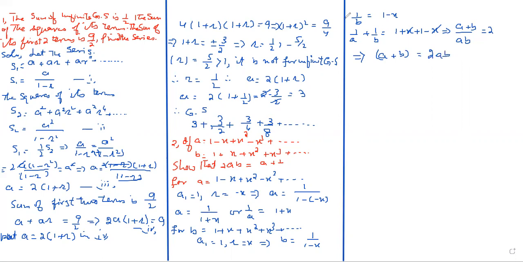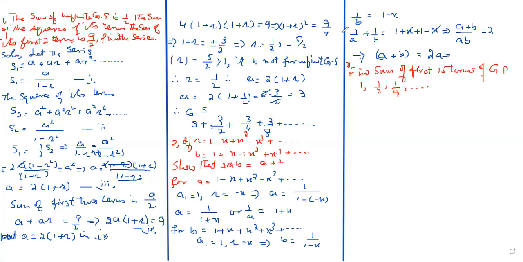Which finishes this question. We'll do one more question and then we'll leave today's class. Now come to the next question. Find the sum of the first 15 terms of the geometric progression 1, 1 over 3, 1 over 9, and so on.